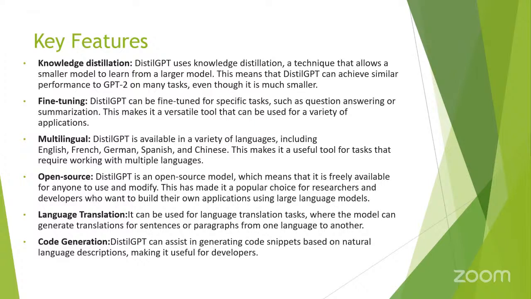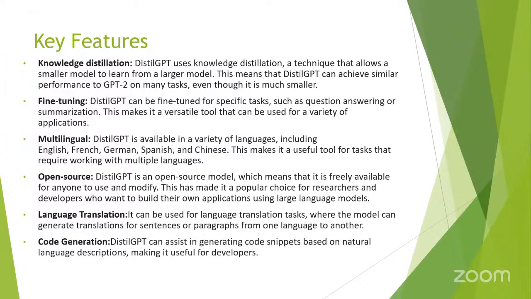Then the most important thing is that it is open source. DistilGPT is an open source model, which means it is freely available for everyone to use and modify as well. This has made it a popular choice for researchers and developers who want to build their own applications using LLMs, large language models.